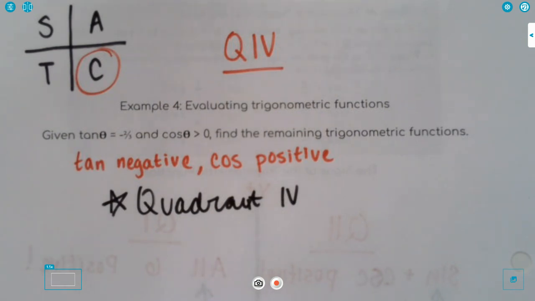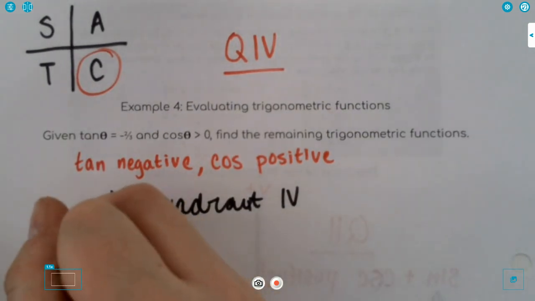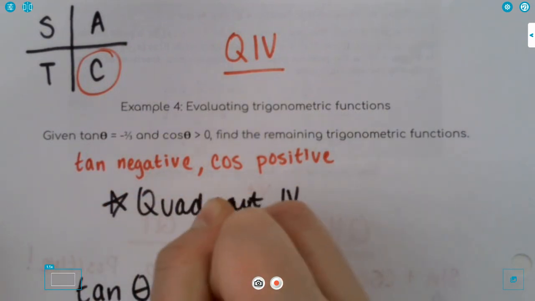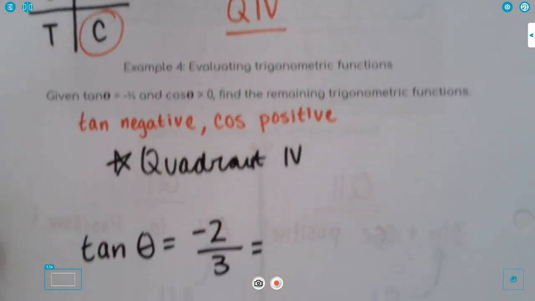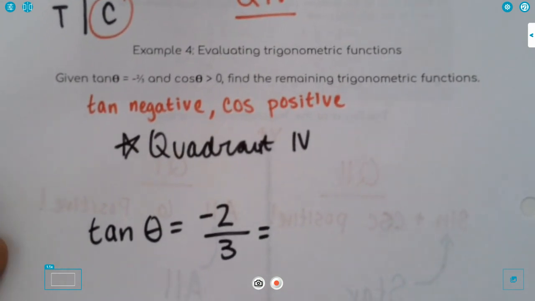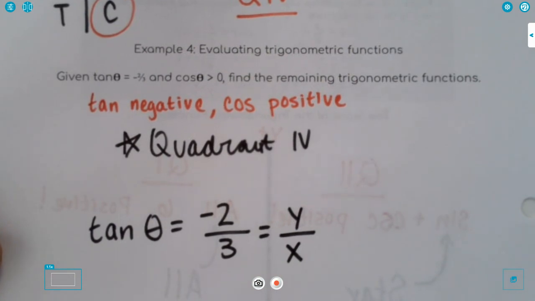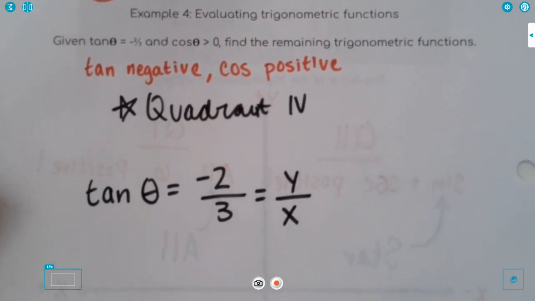Any questions about that fact? All right, what about the second part of that? Now finding the remaining trigonometric functions? Yes. Okay, so now we know that tangent is negative 2/3. And we know that tangent is y over x. Bro, we have to do real math. Mm-hmm. This is a real live math class.